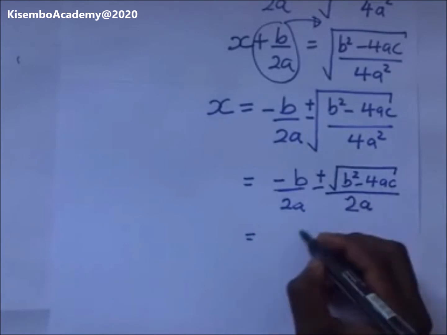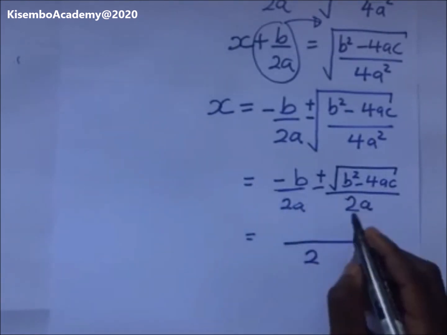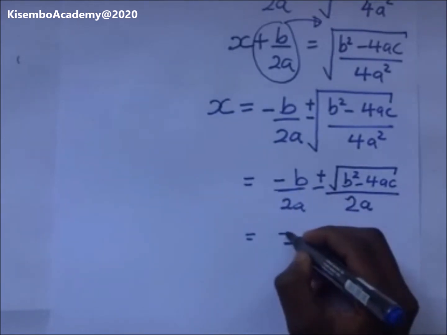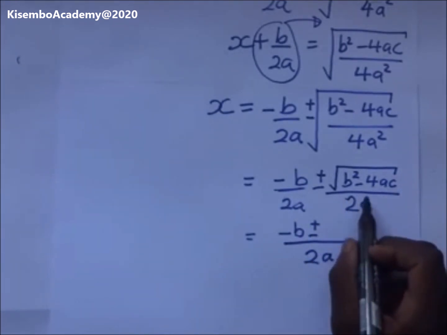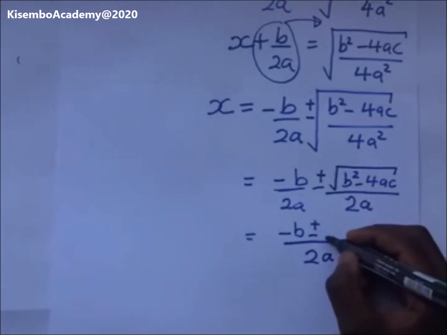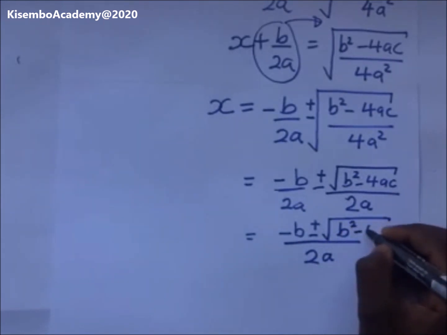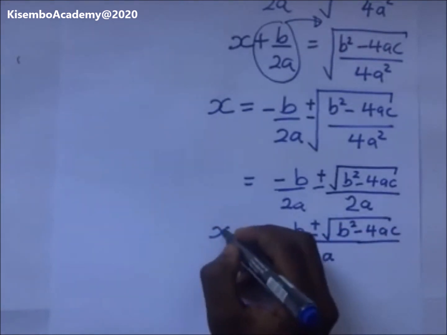To simplify this further, the LCM is 2a. 2a divided by 2a is 1. 1 times negative b is negative b, plus or minus 2a divided by 2a is 1. 1 times this whole bit is going to give you the square root of b squared minus 4ac. That is going to become x.